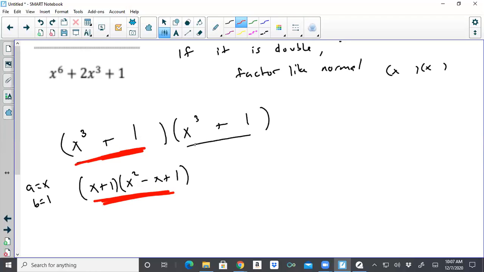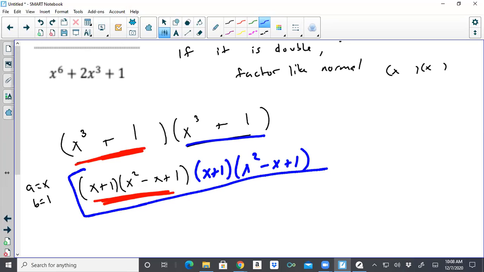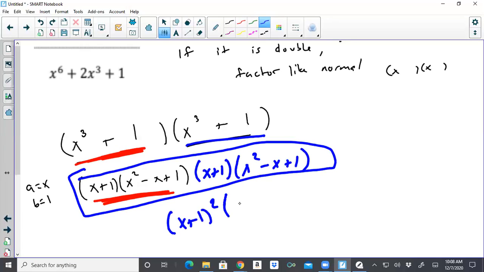And now if you notice, this one right here is the exact same. So that just means there's going to be another set of them. So I could do x plus 1 times x squared minus x plus 1. And now this would be my factored form. If you wanted to, you could also put squares on it. So you could say x plus 1 squared times x squared minus x plus 1 squared.